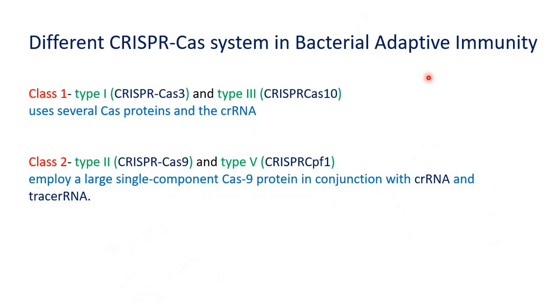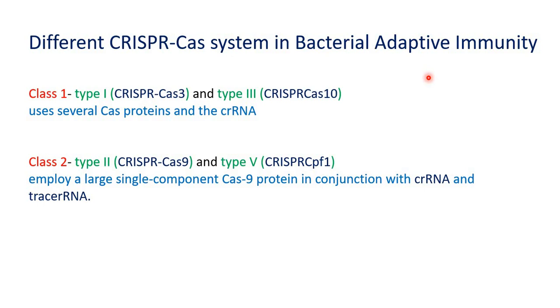We will describe it in detail. Let's talk about type 1, type 2, type 3 and type 4 CRISPR. Types 1 and 3 use multiple Cas proteins, and types 2 and 4 use a single-component Cas9 protein. Type 2 is the most common. As I said, this is a single-component Cas9.